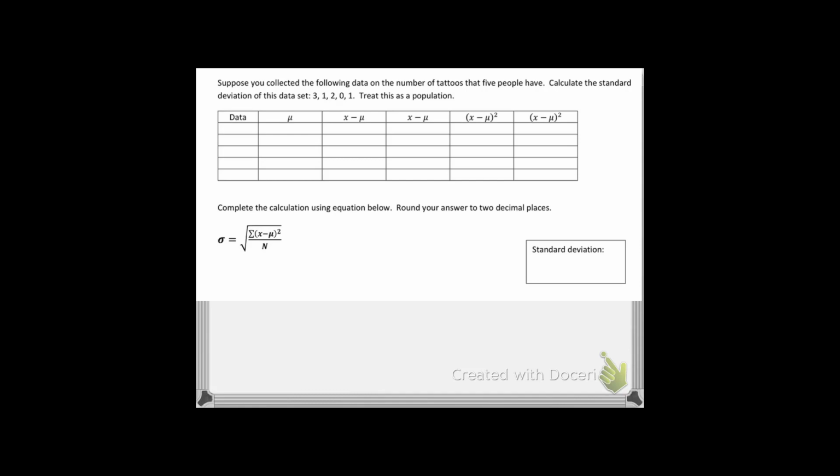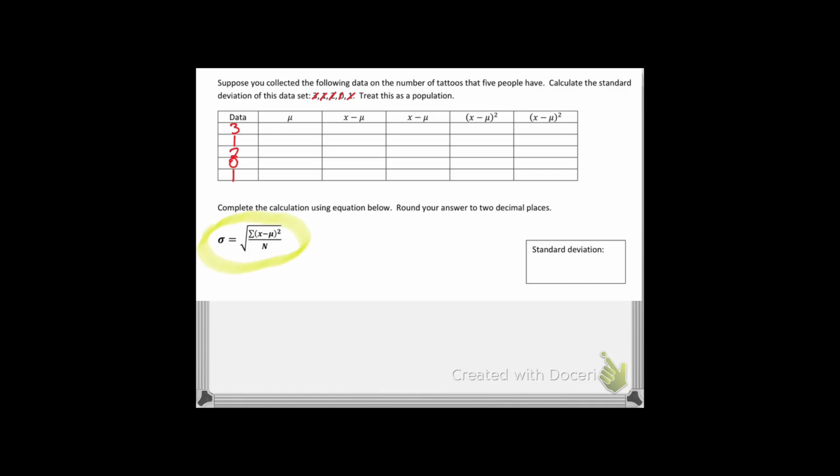Suppose you collected the following data on the number of tattoos that 5 people have. Calculate the standard deviation of this data set. So our data set is that one person has 3 tattoos, so I'm going to write that in this table. One person has 1 tattoo, another person has 2 tattoos, one person has 0 tattoos, and one person has 1 tattoo. We're asked to treat this as a population, which means we have to use the population formula for standard deviation. You might want to take a minute, pause this video, and copy this table so that you can fill it in as we go through this problem.